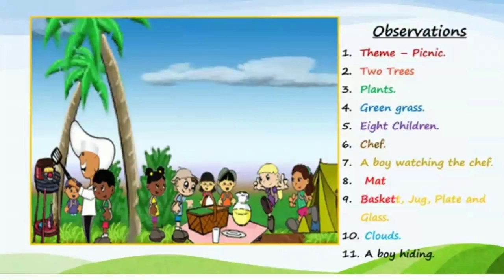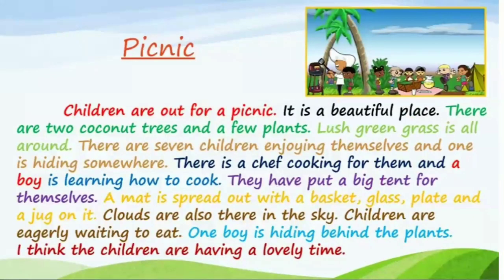Yes, you can see 2 trees, plants, green grass, 8 children, a chef who is cooking, a boy watching the chef, a mat, basket, jug, plate, and a glass, clouds, and don't forget, a boy is hiding behind the trees. So, how will we describe this picture? I have written this down and I'll read it for you.